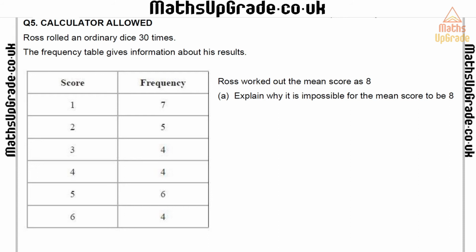Question 5. Ross rolled an ordinary dice 30 times. The frequency table gives information about its results. So we need to work out why it's impossible for the mean score to be 8.